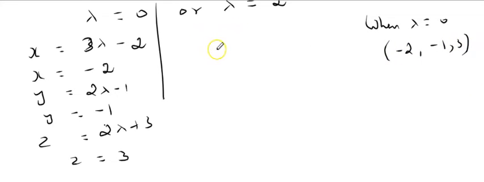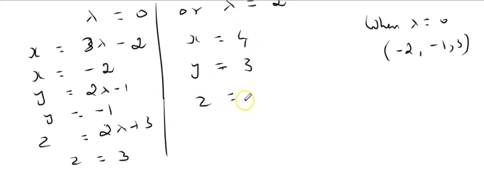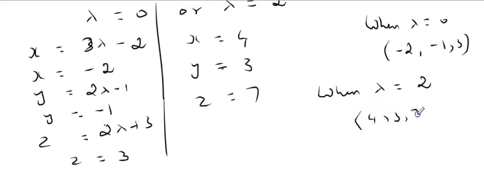And when lambda is equal to 2, same way when you substitute, x is equal to 3 twos are 6, 6 minus 2 is 4. And y will be equal to 2 twos are 4, 4 minus 1 is 3. And z will be equal to 2 twos are 4, 4 plus 3 is 7. So when lambda is equal to 2, it is going to be (4, 3, 7). These are the required coordinates.